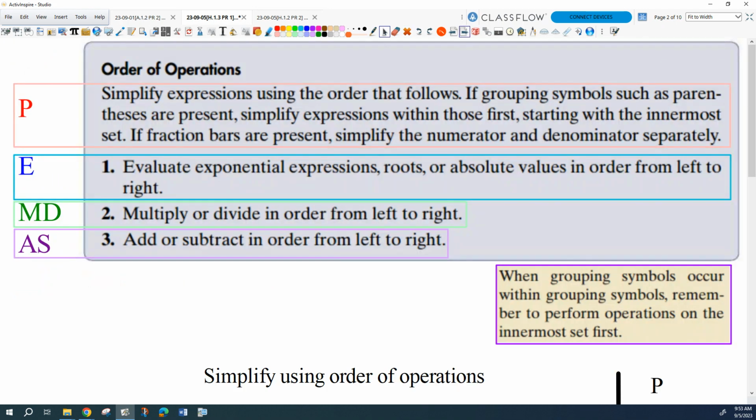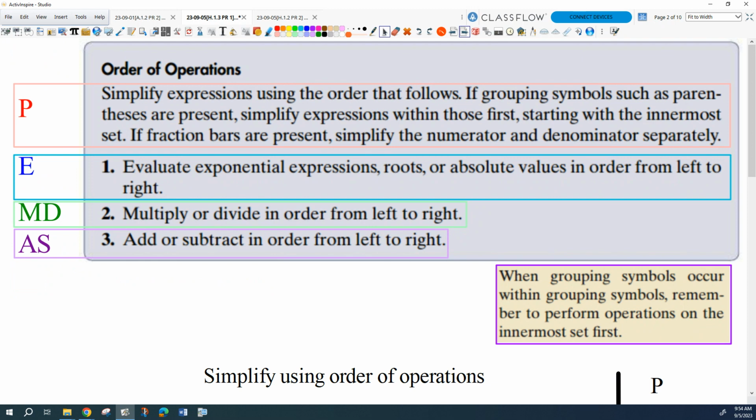So now let's review PEMDAS, order of operations, right? So we know that when we're simplifying, which is what we're doing now, we always start at the top and work our way down. Well, what's the P stand for? P stands for a lot more than just parentheses, right? P stands for anything that groups stuff together. Parentheses are grouping symbols, so any kind of grouping symbol or grouping operation counts as a P.